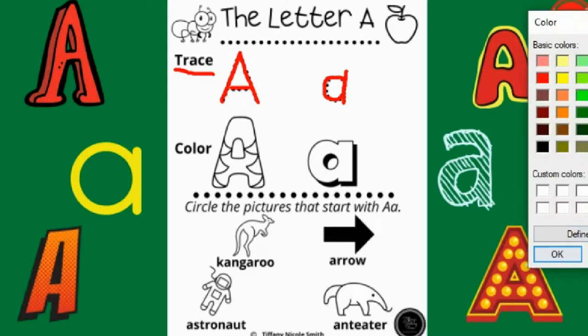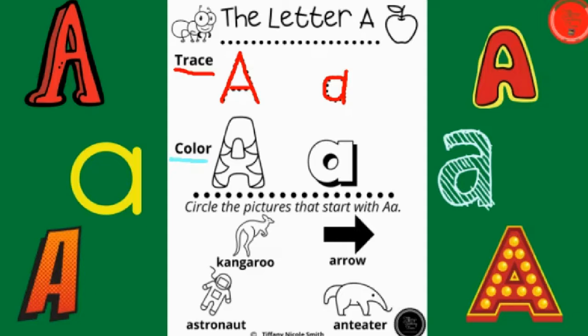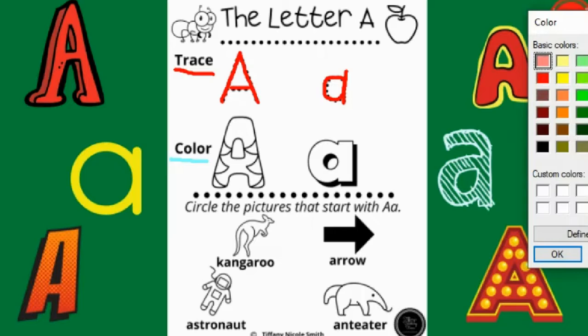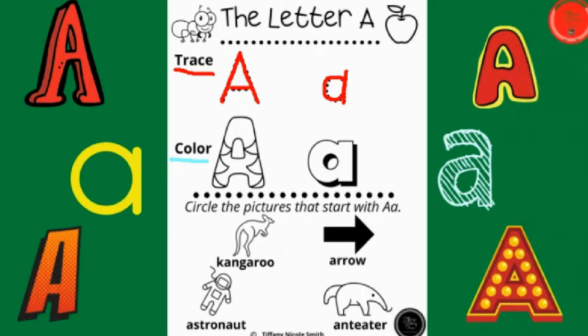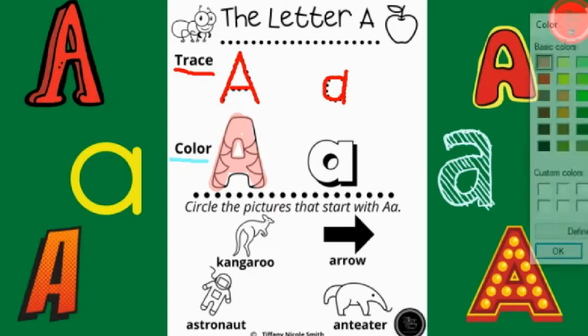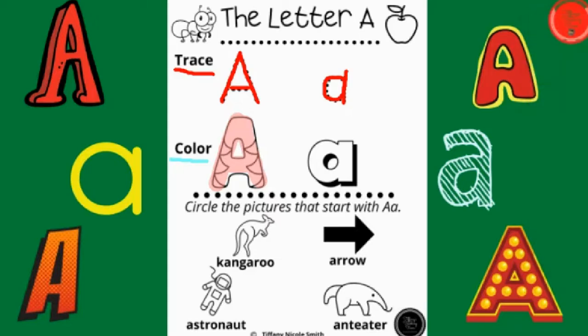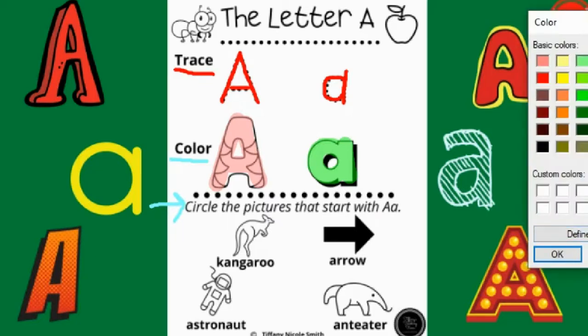All right, the next direction says to color. I'm going to color my uppercase A. Then I'm going to change the color for lowercase a. All right, what does it ask us to do at the bottom? Circle the pictures that start with A.